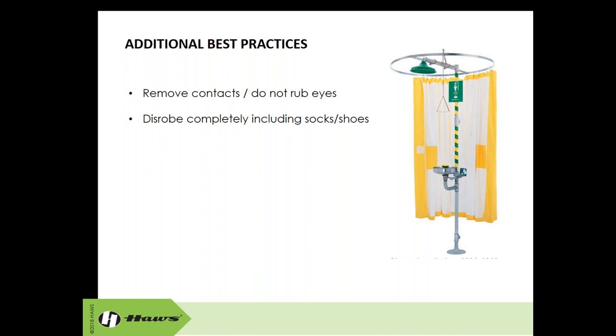Completely disrobe. It is not the time to be modest in front of your coworkers. We want you to spend as little time in the hospital as possible. So you've got to get into your birthday suit. Now, provide privacy curtains. This is really important. Again, we want to take into consideration our fellow employees' modesty, right? They're going to be going through an emergency. They're going to be disrobing, and we want to make sure that they do this in privacy, right? So make sure that we're providing curtains where you can.